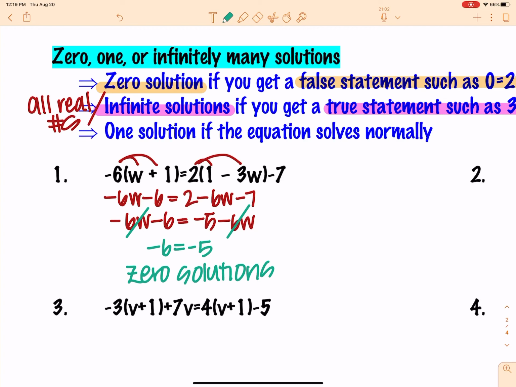Your answer is not -6 equals -5. That's not the answer. The answer is there are no solutions. Nothing you plug into w would make this statement true.